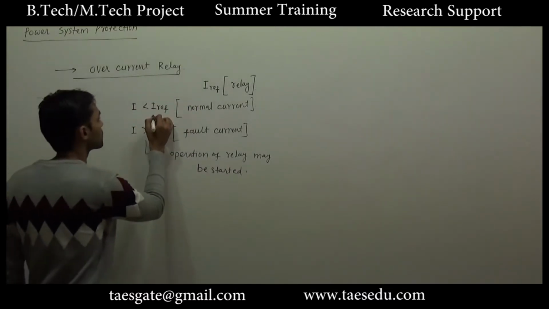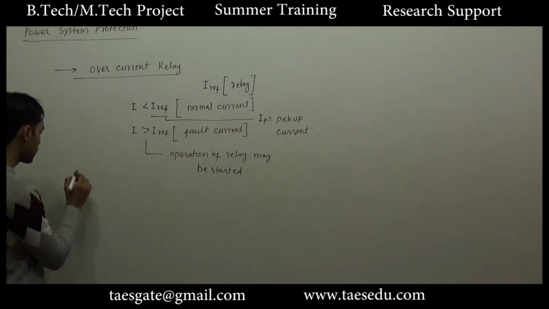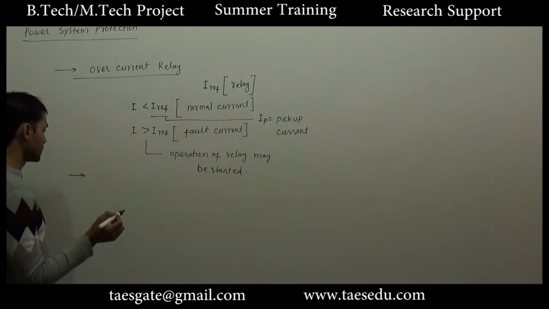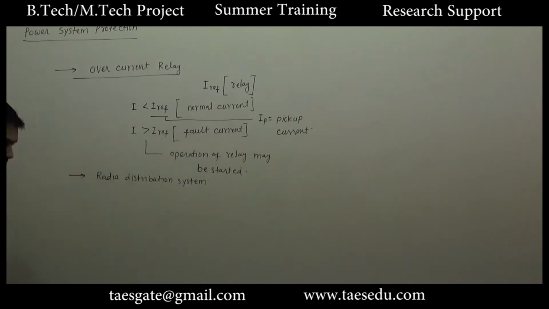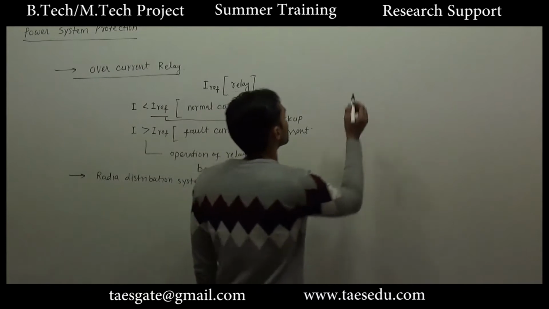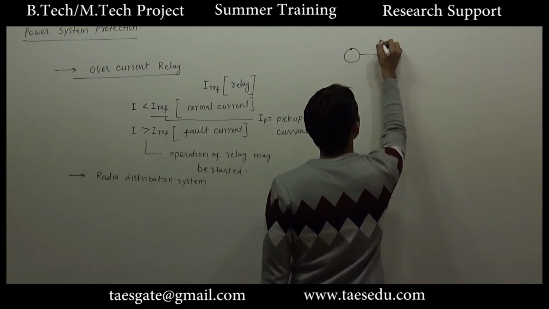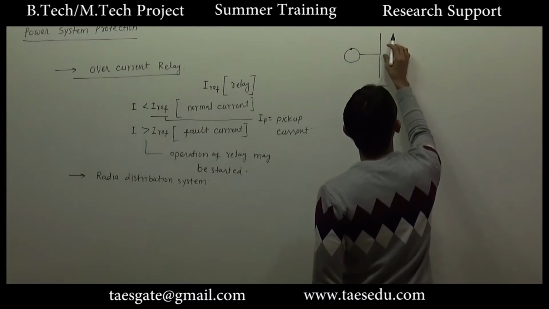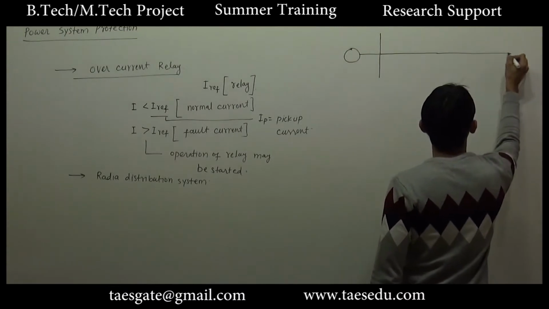The reference current is also termed as the pickup current. And the overcurrent relay finds its use mostly in radial distribution systems. In a radial distribution system, there will be many feeders which come radially outward from the source. I am drawing only one feeder here. So this is a feeder line.